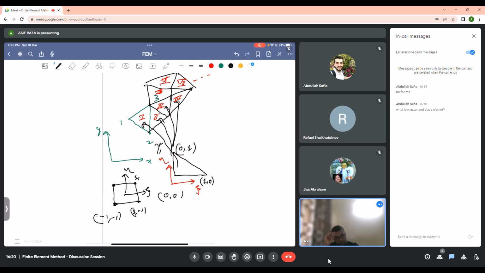This was (1, 1), and this was (-1, 1), right? Similarly, in the triangle, this is kind of a master element for the elements having quadrilateral shape in the general body. Similarly, for triangular, this can be said as a master element, and these are all the slave elements which I am talking about. Slave elements are the actual elements present in the body. So the master element can be used for our simplified calculation.